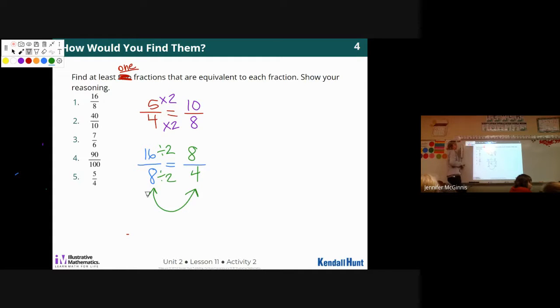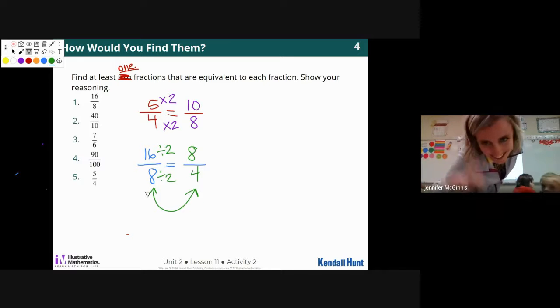The moral of today's story: to create equivalent fractions, you can use multiplication or division as long as whatever you do to the bottom, you must do to the top, right? Right. This concludes our math lesson for today, everyone. Well done.